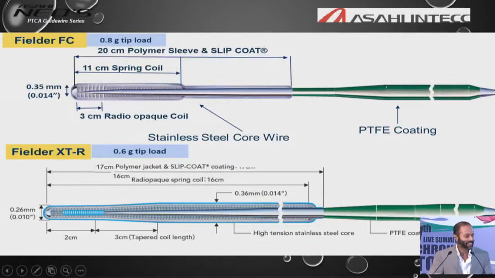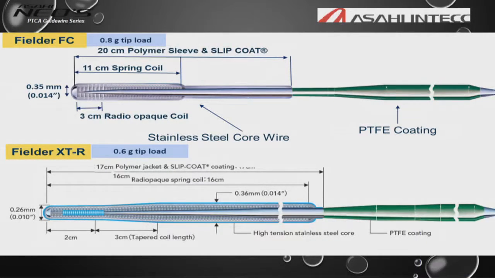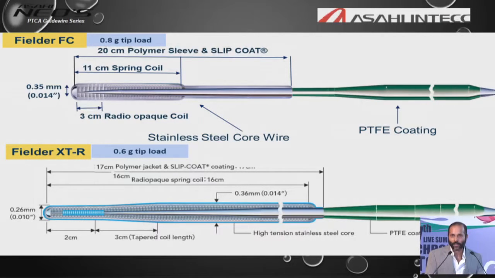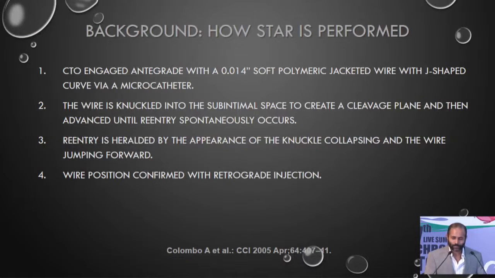Okay, good. So any wire can be knuckled, but the wires that work really well are, like I said, XT, Fighters, XTR, FC, any wire that knuckles easily. You could even do it with the Pilot 200 if you are really in a pinch. Again, just to reiterate, how do you perform it? You penetrate the proximal cap with any kind of a penetrative wire. Once you're in, get your microcatheter nudged into the CTO body itself, take a wire that knuckles fairly easily, push it really hard, and then re-entry just happens wherever it happens. And you want to confirm that you're in the true lumen with a contralateral injection.